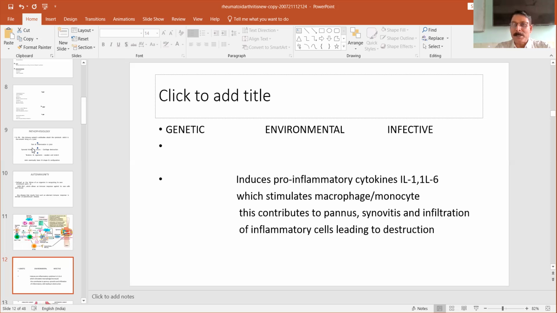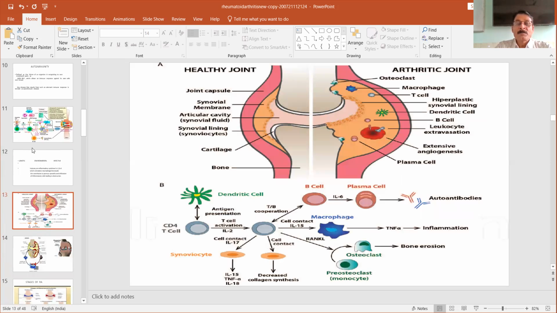So this is actually what happens. You should understand how the process starts. In a healthy environment, it is okay, fine. A healthy joint, you all know. So in an arthritic joint, all the cells are coming up: the plasma cells, the leukocytes, the macrophages, the osteoclasts. So much action is taking place in this area.